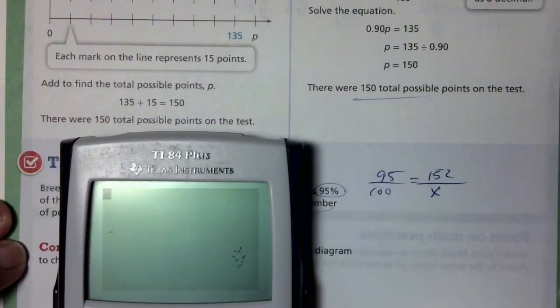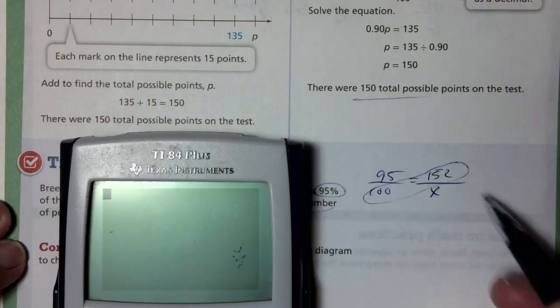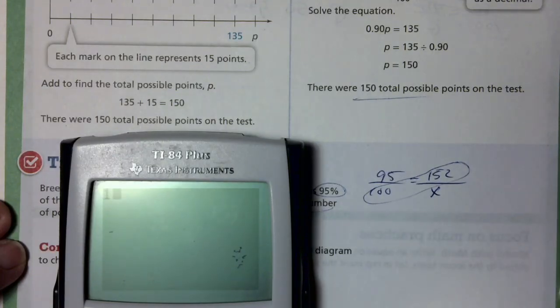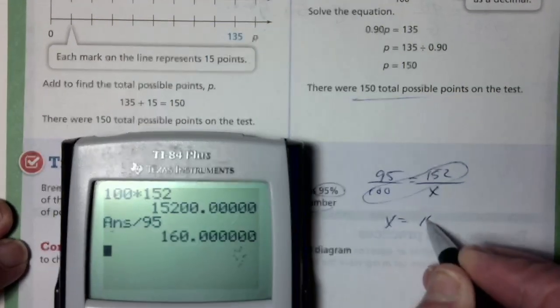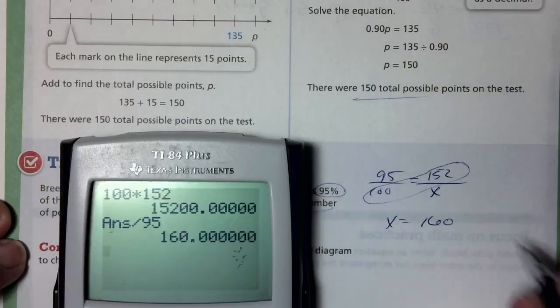Let's find out what that answer is. So I'm going to multiply these two and divide by this oddball. 100 times 152, and then I'm going to divide by 95. And I say there was 160 total questions on the test.